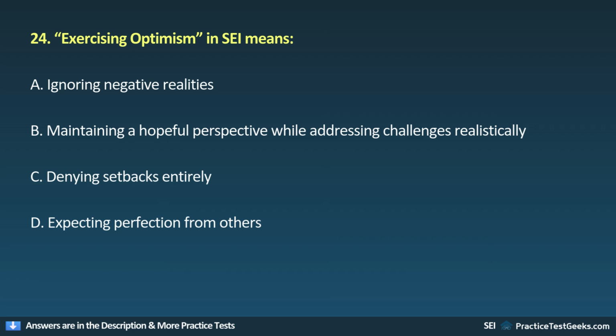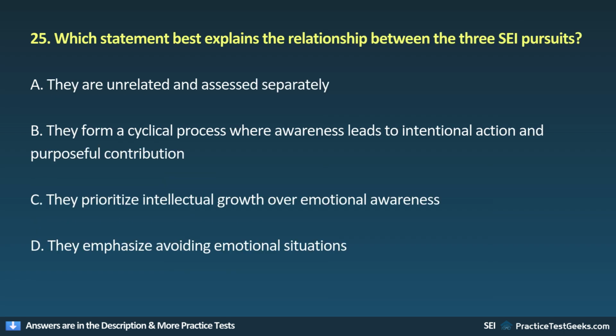24. Exercising optimism in SEI means A. Ignoring negative realities. B. Maintaining a hopeful perspective while addressing challenges realistically. C. Denying setbacks entirely. D. Expecting perfection from others.